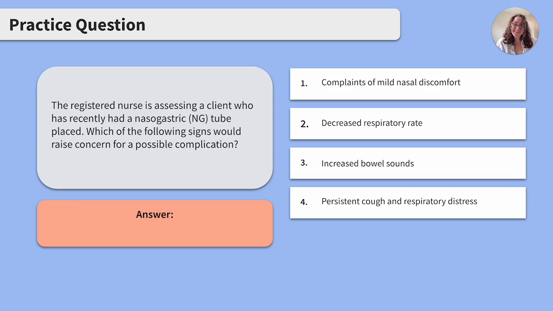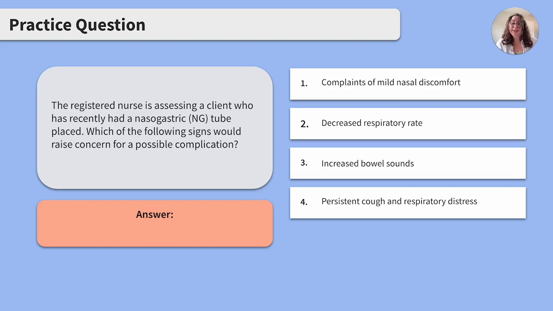Great job, friends. Let's run through the other options real quick. Complaints of mild nasal discomfort can be a normal finding. I know I personally wouldn't find a tube in my nose the most comfortable thing. A decreased respiratory rate can be concerning, but we don't have any background information on this. Was their respiratory rate previously fast and has decreased to baseline or a normal range for this client? If the client were experiencing a complication related to their NG tube, we would actually expect to see their respiratory rate increase as their body becomes stressed.